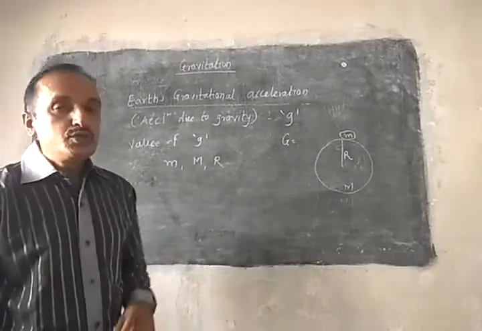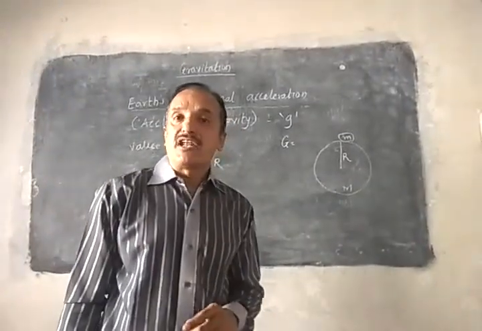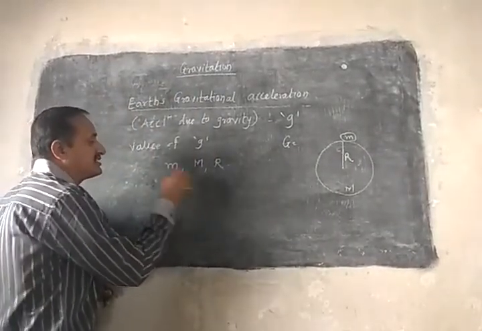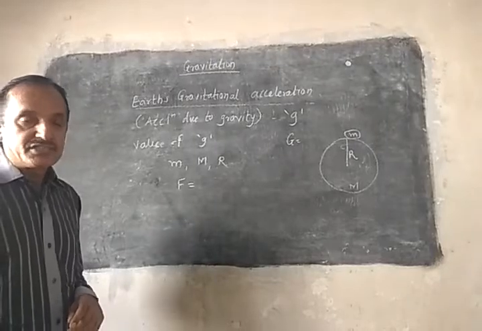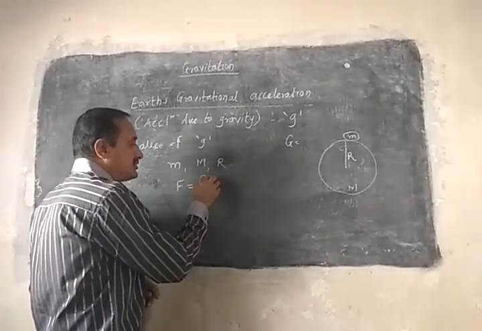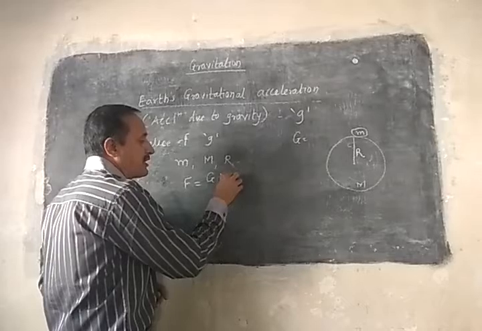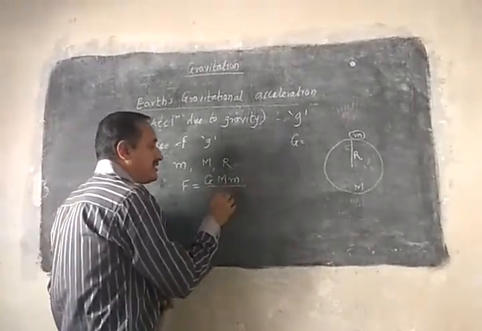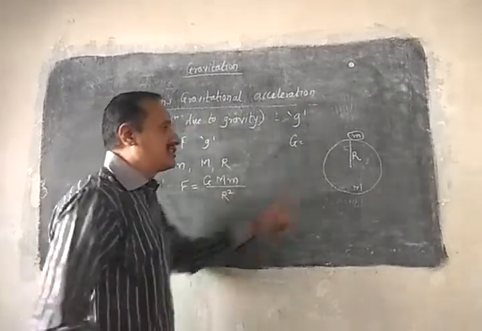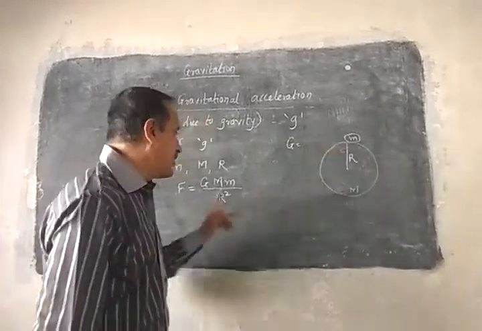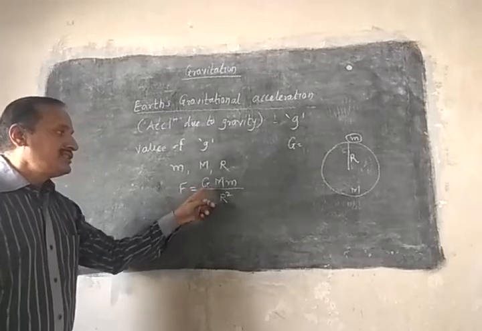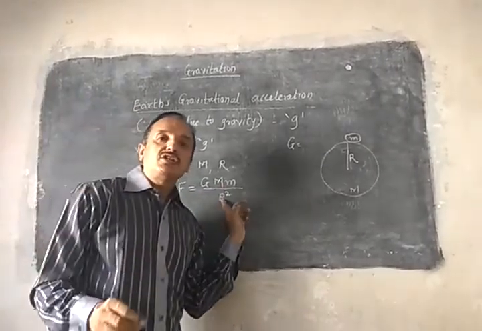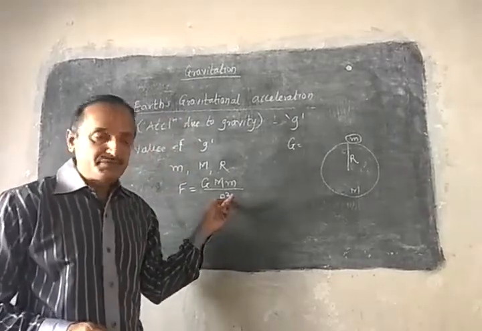Now, according to Newton's universal law of gravitation, the force of attraction is equal to G into the product of masses, capital M into small m, upon r square. This distance is r, so r square. F is equal to G M m upon r square. This is according to Newton's universal law of gravitation.